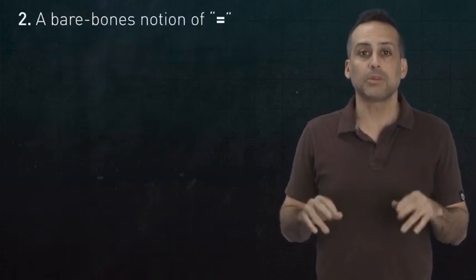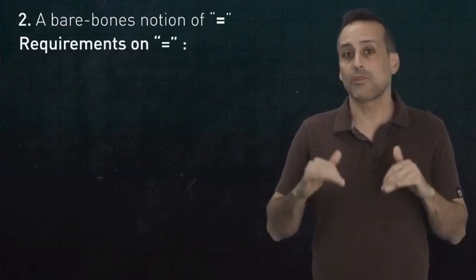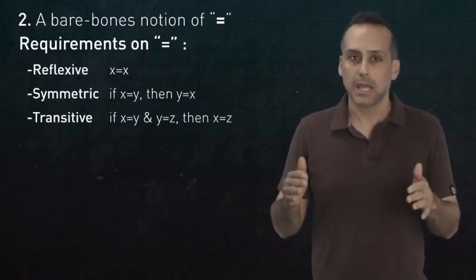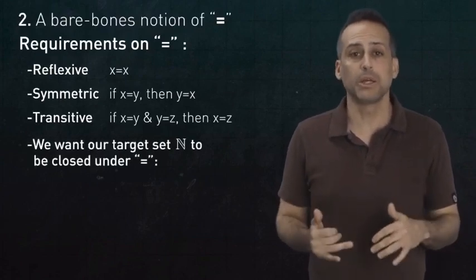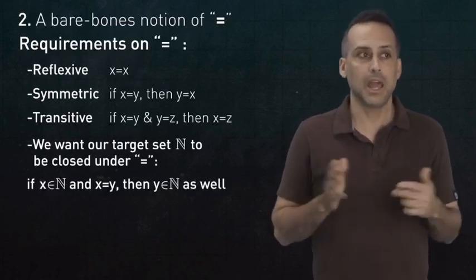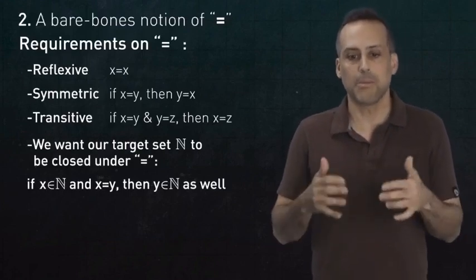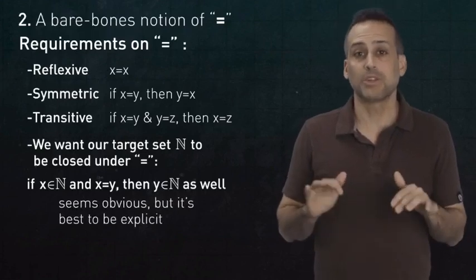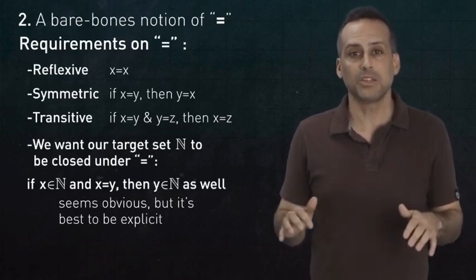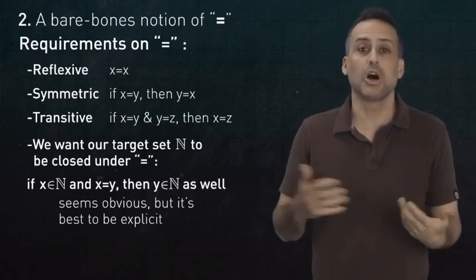Second, we need a concept of equals. We'll be very bare bones about this, requiring only that whatever equality means, the relation be reflexive, symmetric, and transitive. And we'll also demand that the set N we're trying to build be closed under equality. In other words, if x is a thing in N and x equals y, then y is also a thing in N, because of course x and y are the same entity. Now that last part may seem self-evident, but when you're laying out mathematical logic, it's best not to leave any assumptions unstated, since that makes it harder to track which parts of an argument actually depend on which other parts.